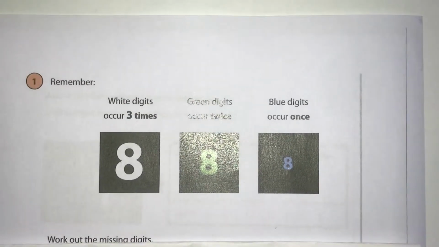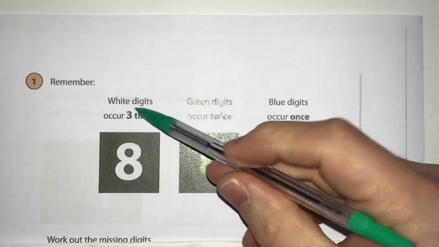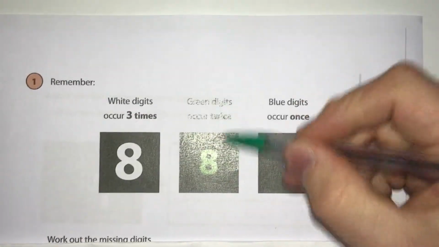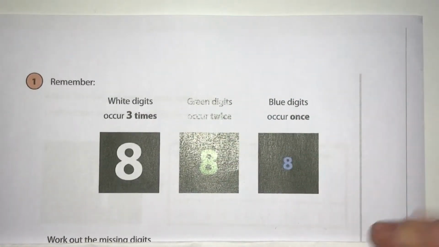Okay, for this question, take on board that if the digit is white, you can use it 3 times. If the digit is green, you can use it twice. And if it's blue, you can only use it once.